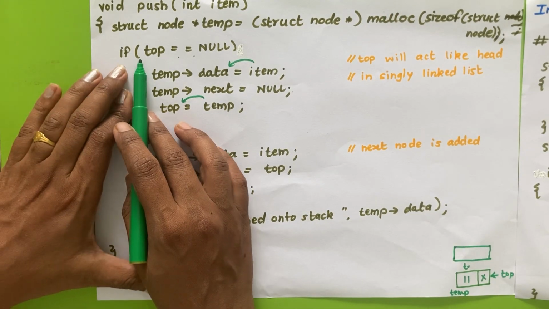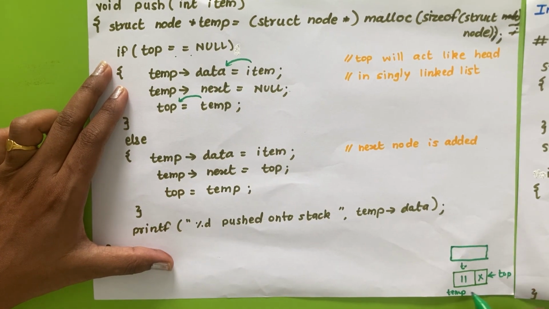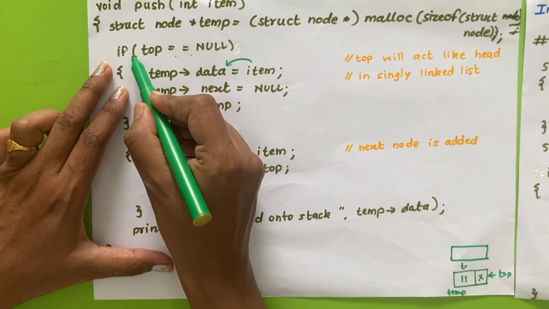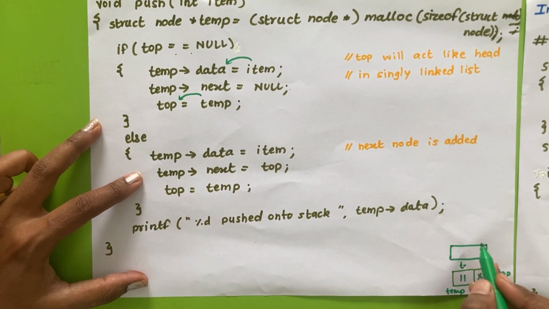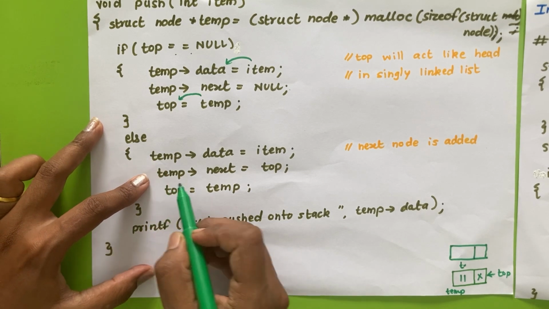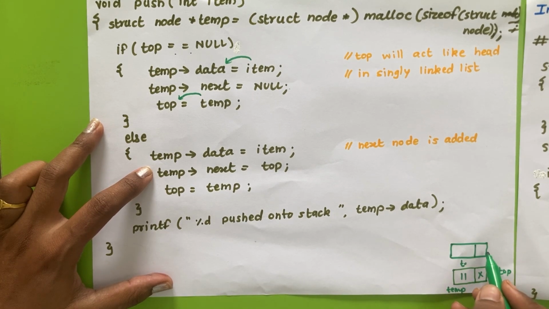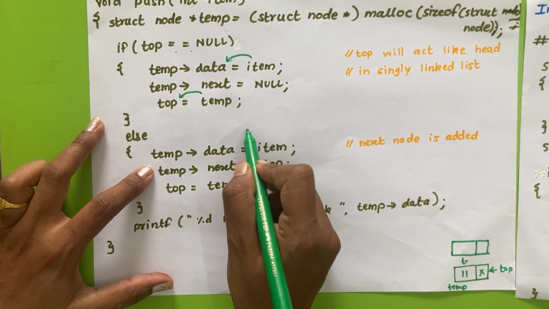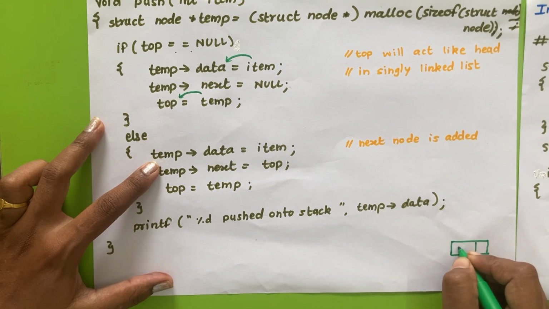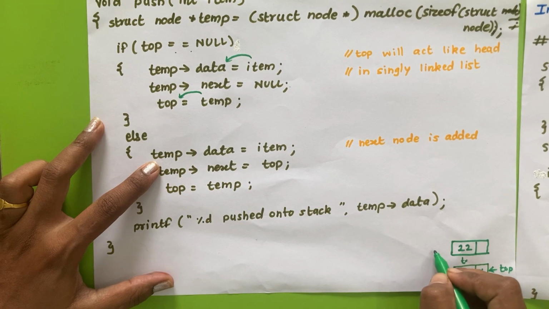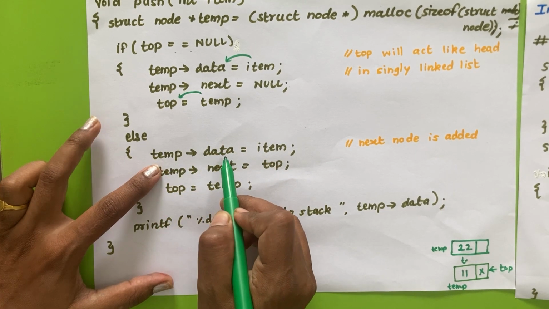Now it will again check whether top is equal to null. But now the value of top is this node, so this condition does not satisfy, so it will go to the else part. In the else part, we have to assign values to this newly created node. So I'll copy the value of item into temp->data. Now the value of item is 22, so this will be copied in temp->data field.